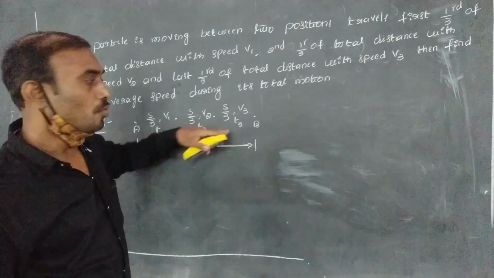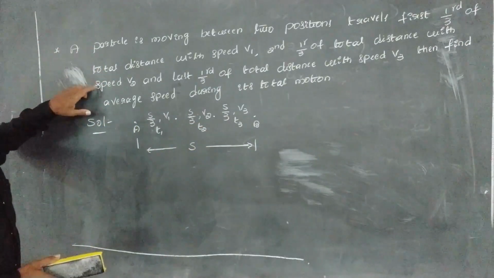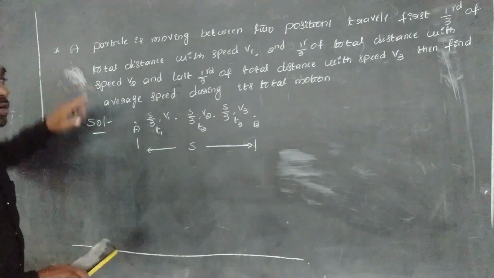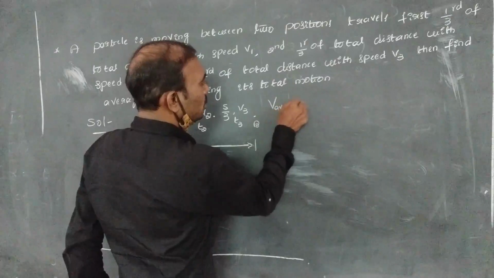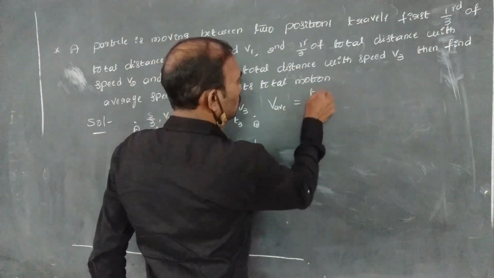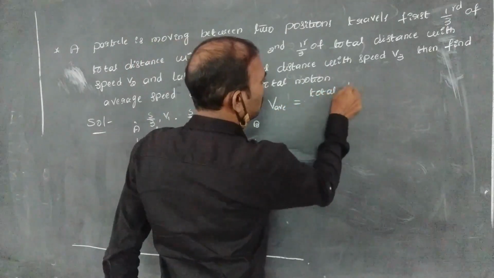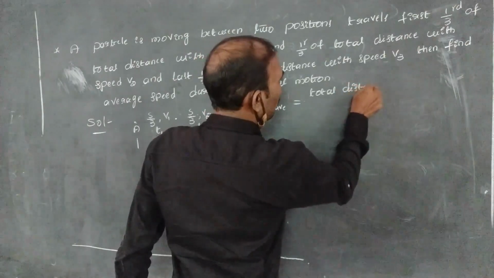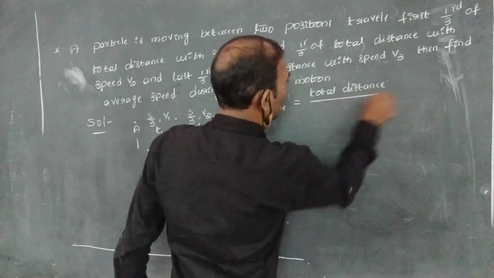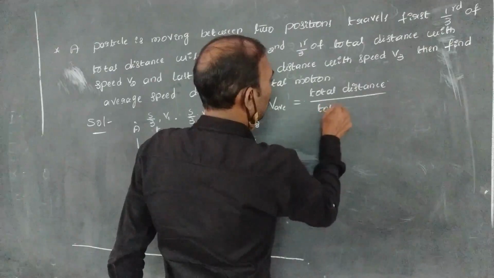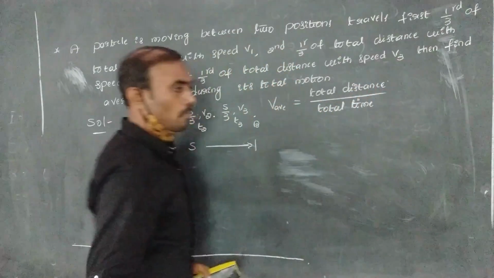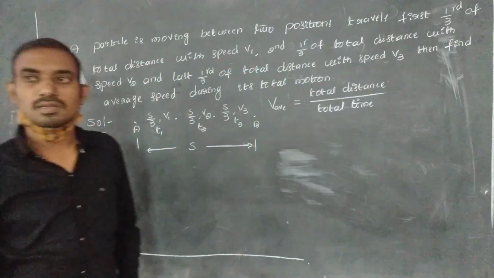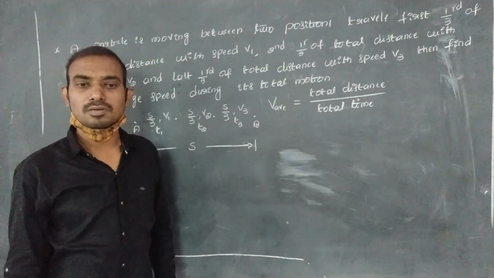Okay, we need the average speed. We know that average speed equals total distance by total time.